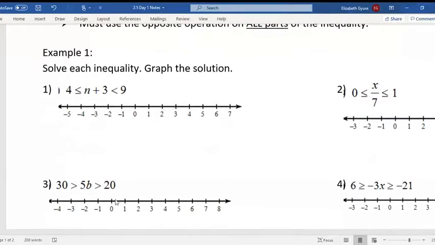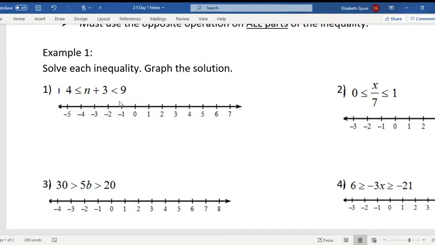So if you look at number 1 here, see how there's this big inequality and it's all kind of smushed together? This reads as 4 is less than or equal to n plus 3 is less than 9. When it's all smushed together like this, it is an and inequality. Or inequalities will specifically have the word or in them. And ones are kind of smushed together.